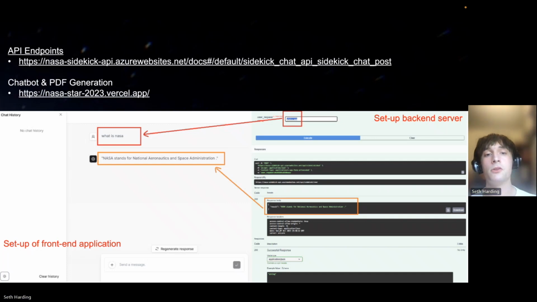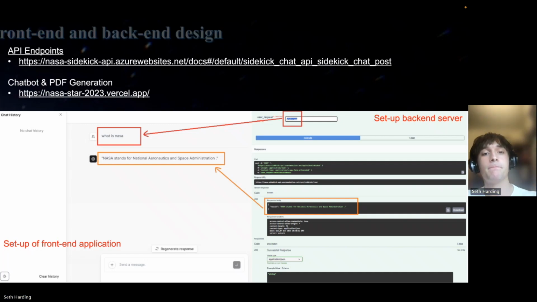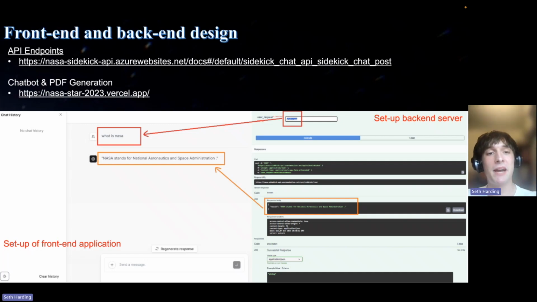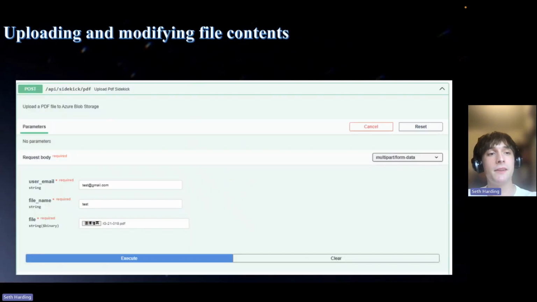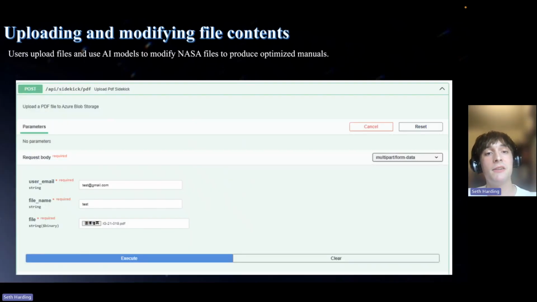Please try another query or topic. Okay, so currently our system operates within the constraints of NASA data for responses. However, if we wish to expand its capabilities to retrieve information from the internet, kind of similar to Google Bard, and provide a broader range of responses, this is one area that can be adjusted. So again, front end and back end design. And up next, we have the uploading and modifying the file contents.